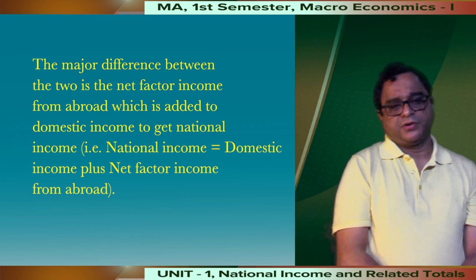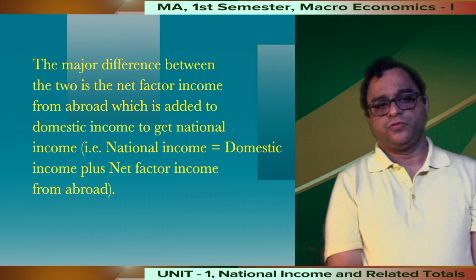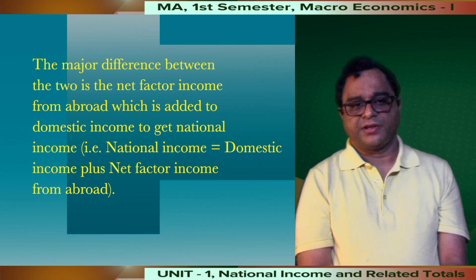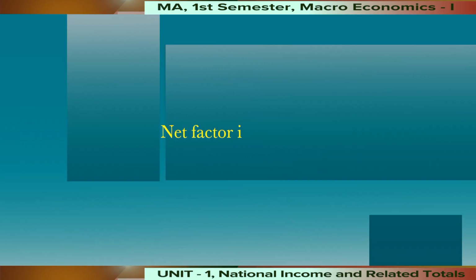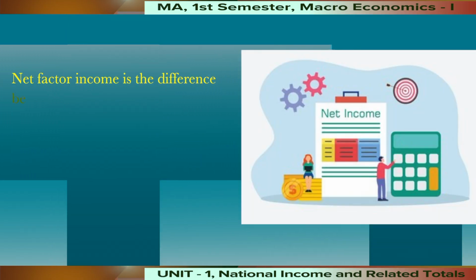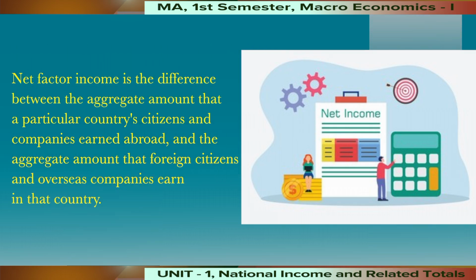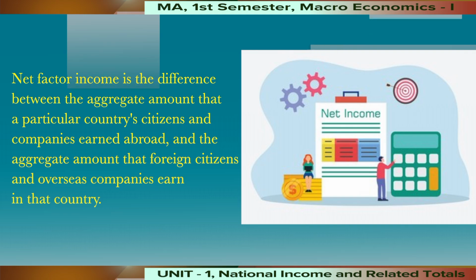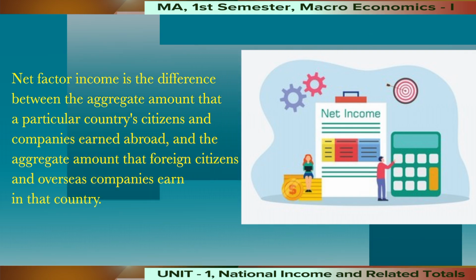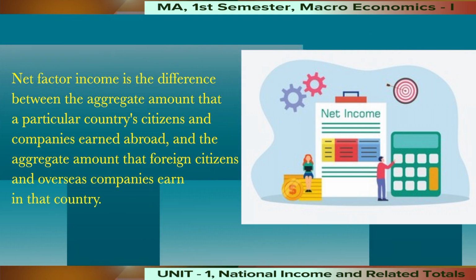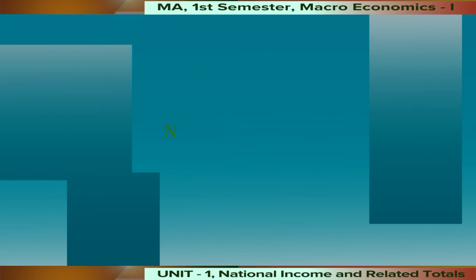Now let us know some important terms here, two important terms basically, net factor income and normal residence. Now net factor income is the difference between the aggregate income that a particular country's citizens and companies earned abroad and the aggregate amount that foreign citizens and overseas companies earn in that country.